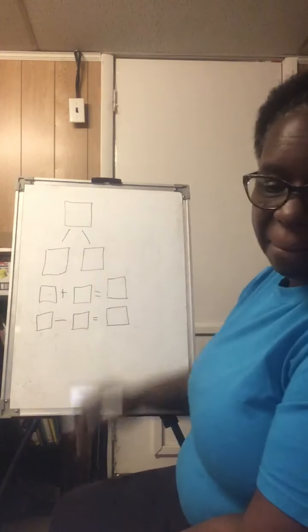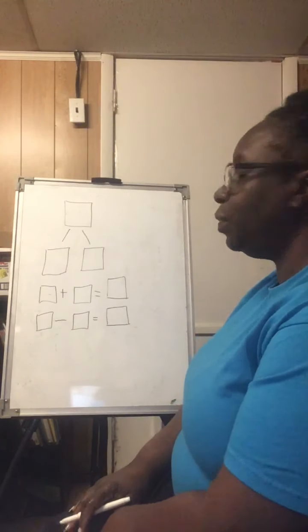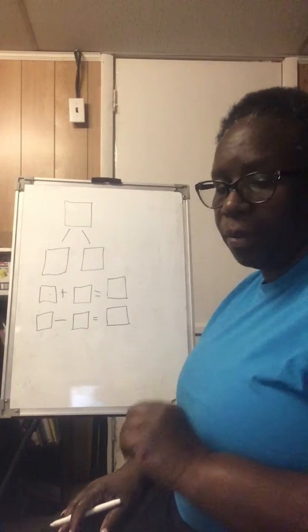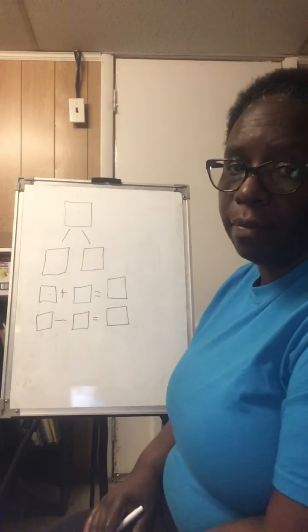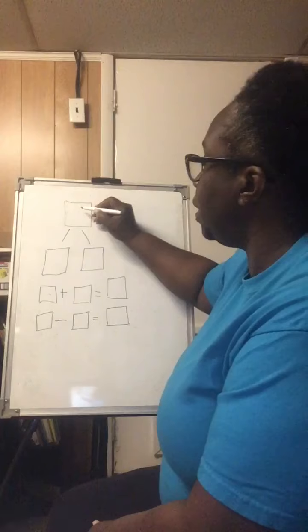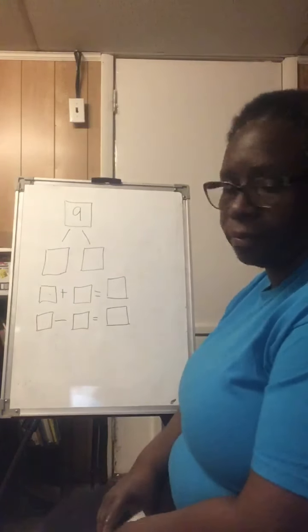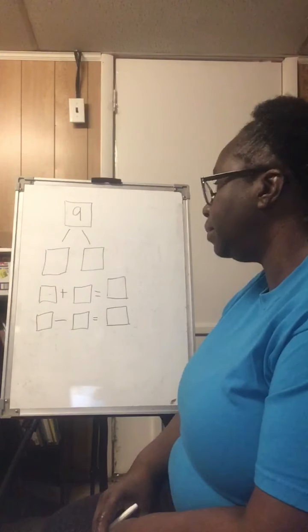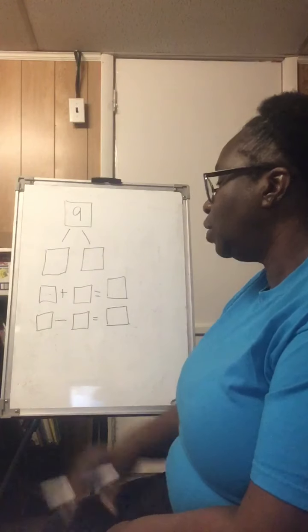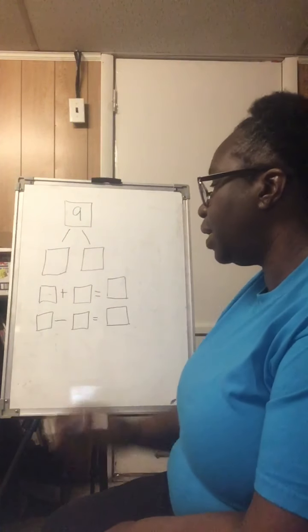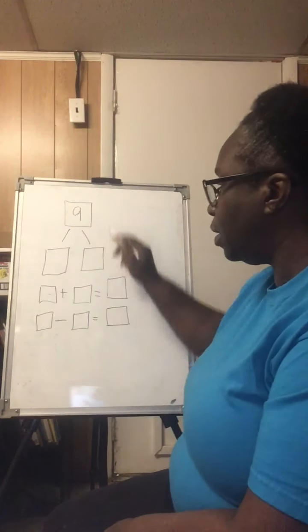Okay. And in our number bond, we're not going to use the number that was given to us. We're going to make our own number. Okay. Let's go with the number 9. So what plus what will give us 9? That's what we're trying to work on. The numbers for 9.